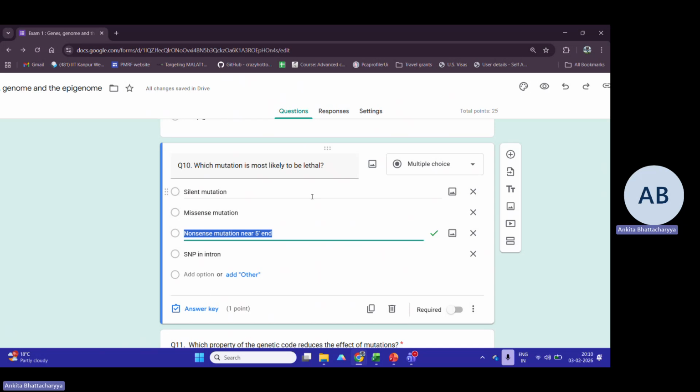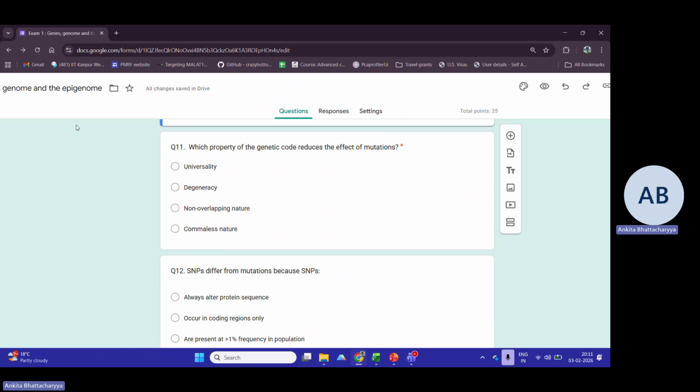and it's actually the presence of a nonsense mutation very close near the 5' end. Why? Because that is going to generate a truncated and almost non-existent protein, and that has a far more chance of being a lethal alteration. And keep in mind that both these possibilities exist, but it's more probable that the nonsense mutation at the 5' end is the more likely, more probable option.